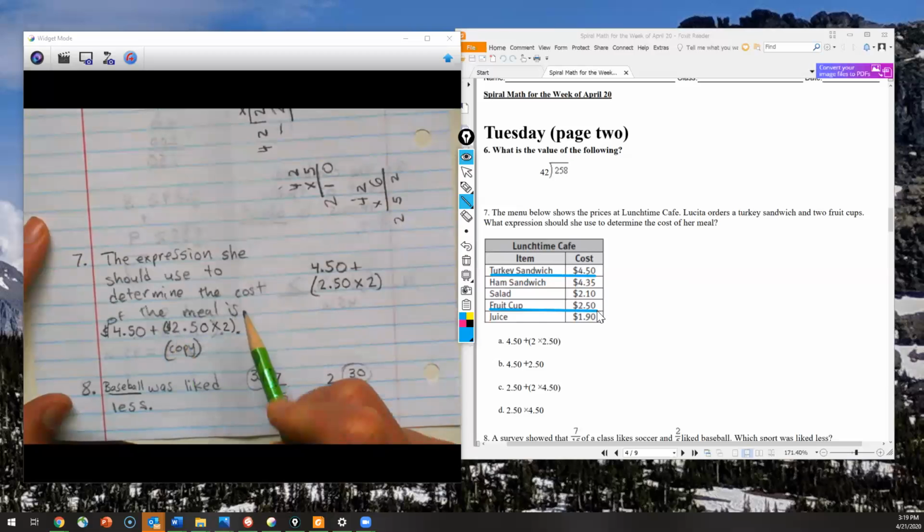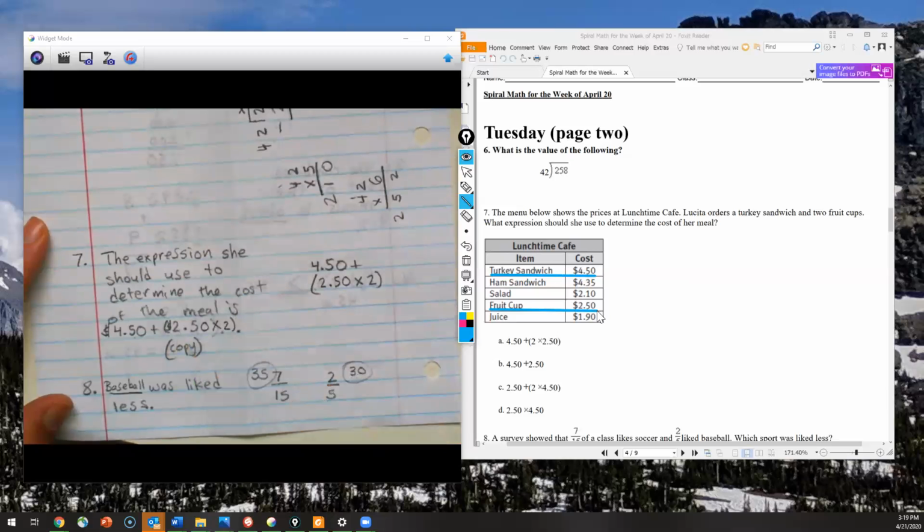I wrote copy error down here because in my previous video, I actually wrote this without multiplying by 2, even though I knew it was right here. So I just fixed that. That's why I put copy error there. You see the fixed version.